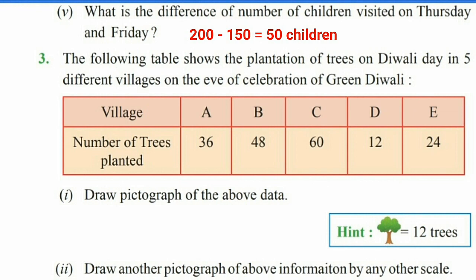Third, here we are given a tabular form of data, villages A, B, C, D, E and number of trees planted 36, 48, 60, 12 and 24. We have to represent this data using pictograph. Here we are given a hint, one picture is equal to 12 trees, right? And we have to draw another pictograph using the above information by another scale.